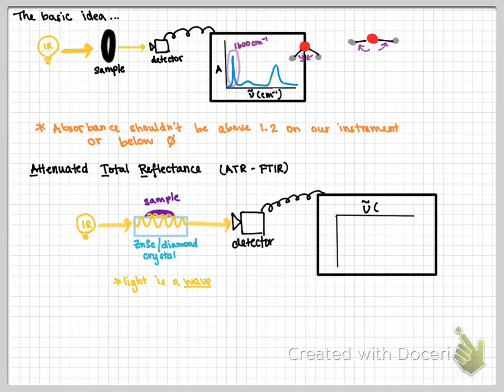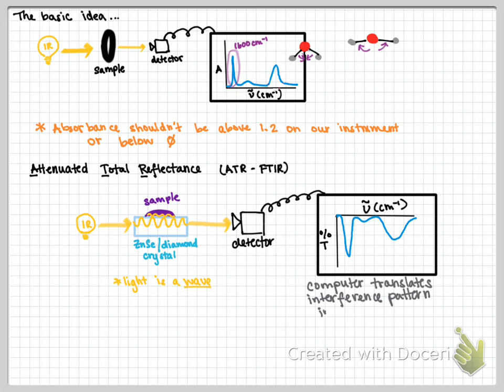And so we measure that with a detector, and this involves a little more on the computer's part. Here the computer actually has to translate this interfered light or this interfered pattern into an FTIR spectrum. And there's a lot of fairly complicated math and algorithms that go into that. Here I've shown it in percent transmittance, so coming down like you might see it in organic chemistry.